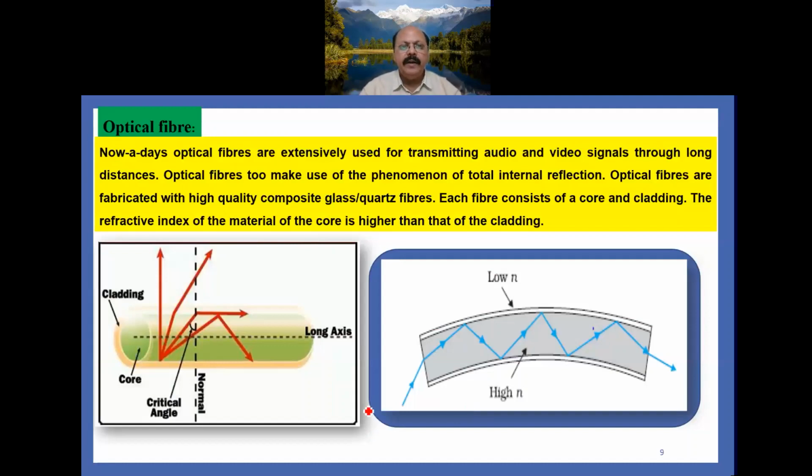You can see here in the diagram, the inner portion of the optical fiber is the core, and the outer portion is the cladding. The refractive index of the core must be greater than that of the cladding. Then the total internal reflection phenomenon takes place. You can see here in the second diagram, the outer portion of the optical fiber has the low refractive index, that is cladding, and the inner portion has the high refractive index, that is core.